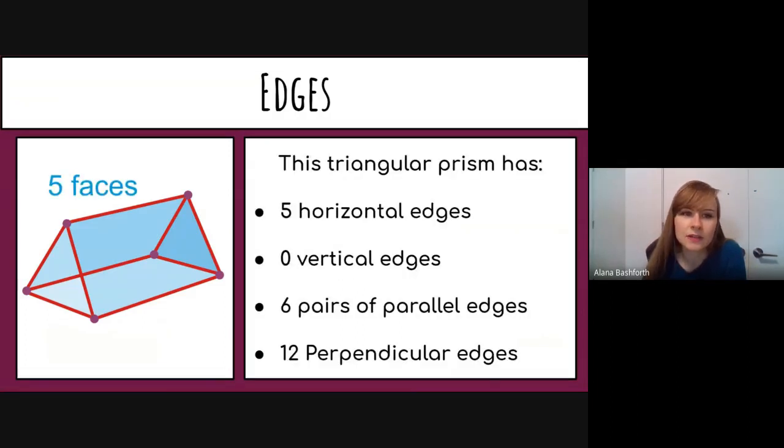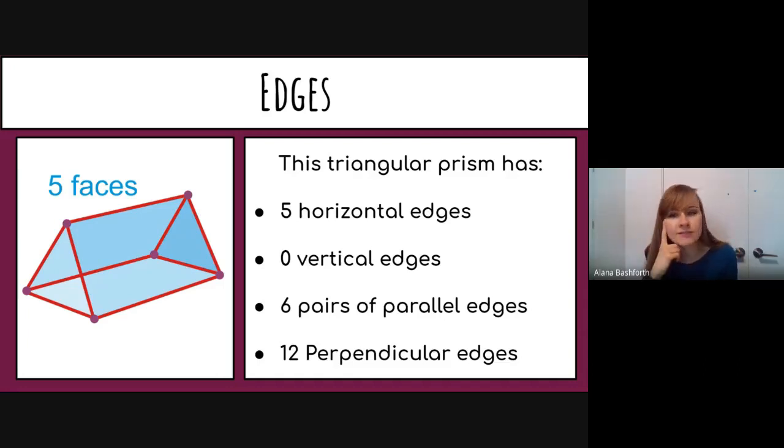Ignore how that says 5 faces, but this triangular prism has 5 horizontal edges. The 4 on the bottom are all horizontal, like this: horizontal, horizontal, horizontal. And then up at the top is also level with the ground. That's what horizontal is. And vertical edges, straight up and down, it has none of them. All of the ones that go up are on an angle.